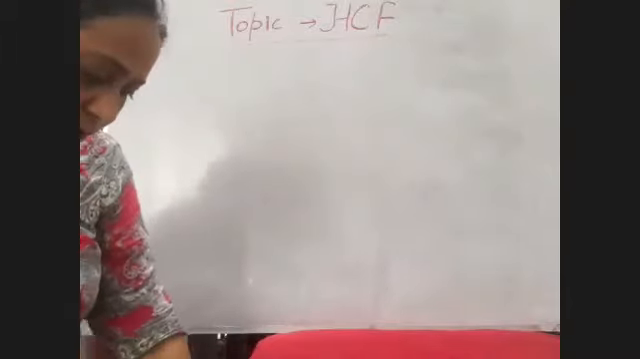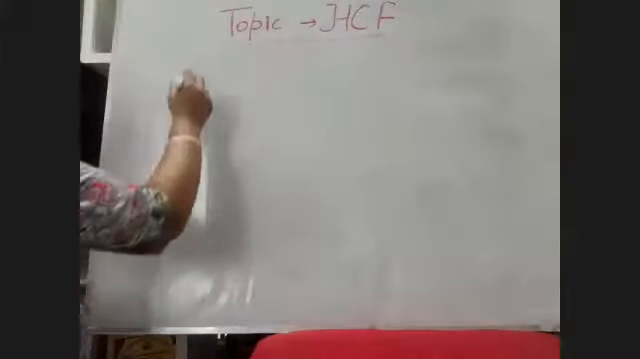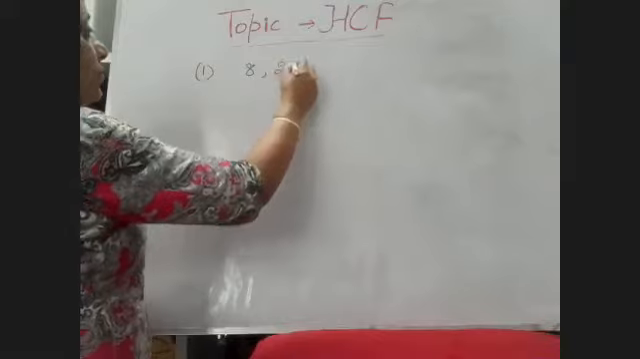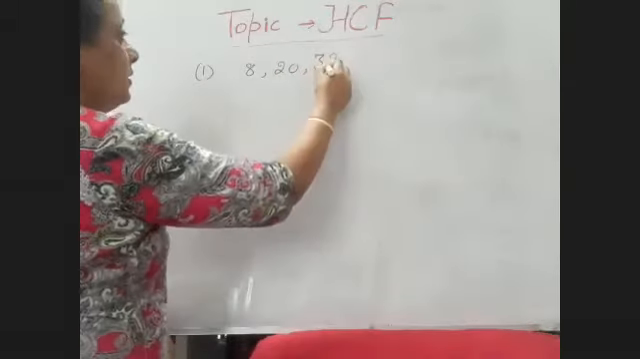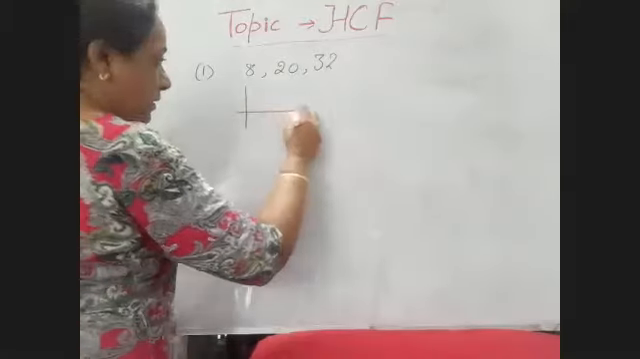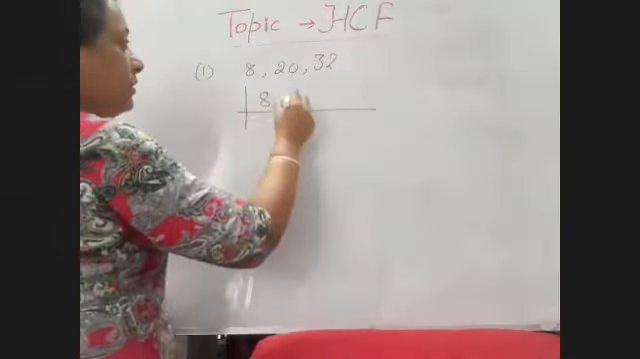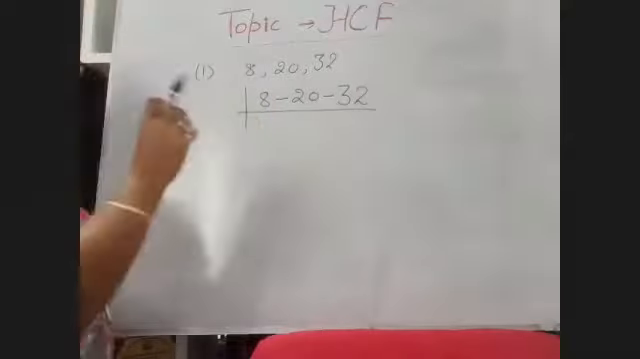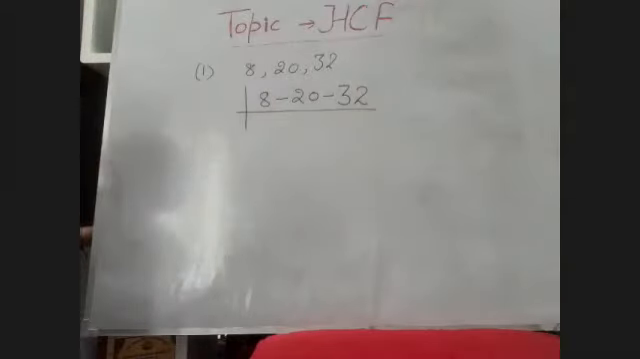Now your statement is: find HCF of 8, 20 and 32. First question is 8, 20 and 32. Now, students, find the HCF of these three numbers. First, arrange this statement as 8, 20, and 32. This is finding HCF by common division method.